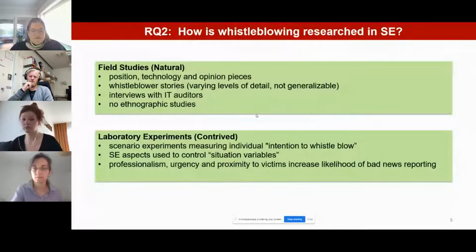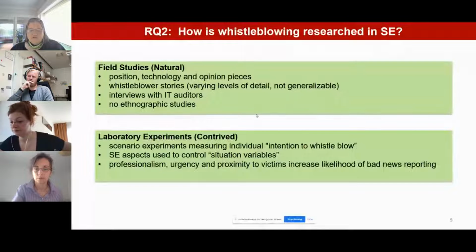So how was it researched? Natural setting items featured most highly in the review. The majority of these were position and opinion and technology solution papers based on in-field reports or observations. There were also a significant number of scenario-based experiments contributing to understanding factors that affect individual responsibility and their intention to report bad news on projects.